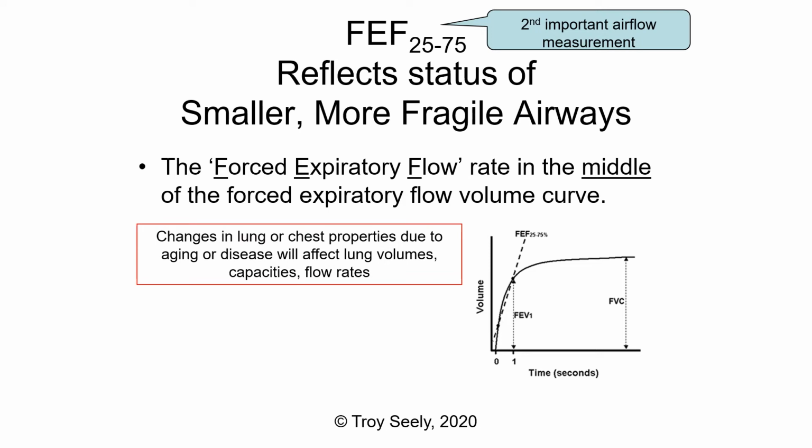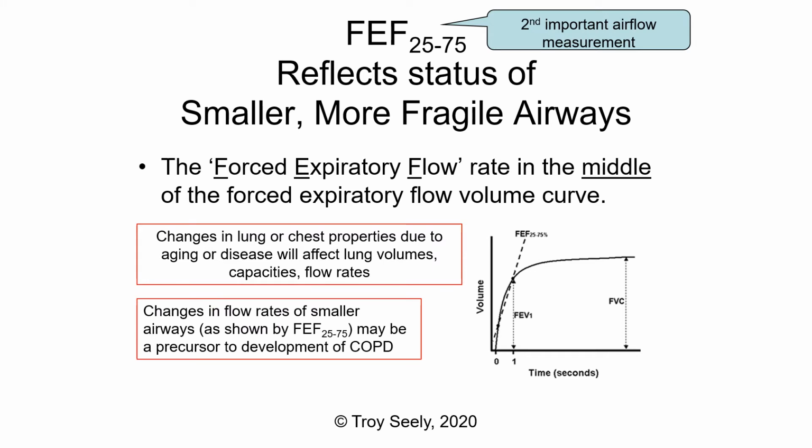So changes in the lung or chest properties due to aging or disease can affect your lung volumes, your capacities, but also your flow rates. Not just how much you take in, but also your ability to breathe out. So changes in flow rates of smaller airways would be more likely to be shown here with your FEF 25-75. If you have changes in flow rates of the small airways, it could be a precursor related to development of COPD. So it may reflect changes from a pathological standpoint.